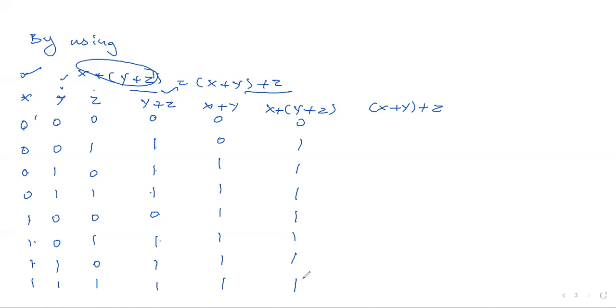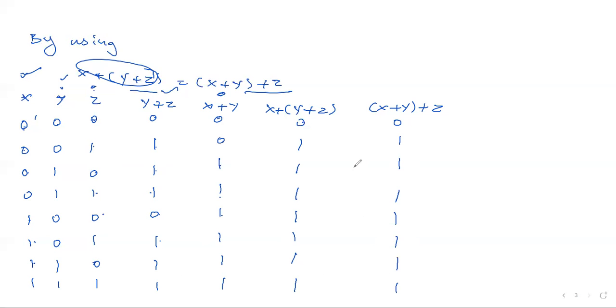Now here we have to consider this one and this one. 0 or 0 is 0. 1 or 0 is 1. 1 or 0 is 1. 0 or 1 is 1. Next, 1 or 1 will be 1. Next, 0 or 1 will be 1. 1 or 1 will be 1. 0 or 1 will be 1. 0, 1 or 1 will be 1.